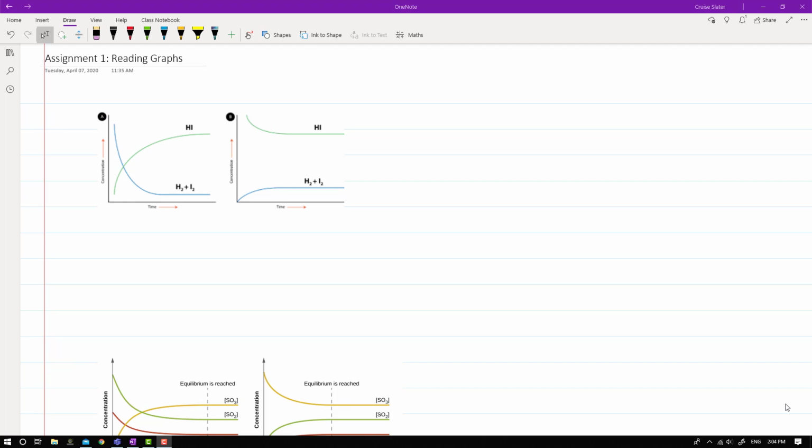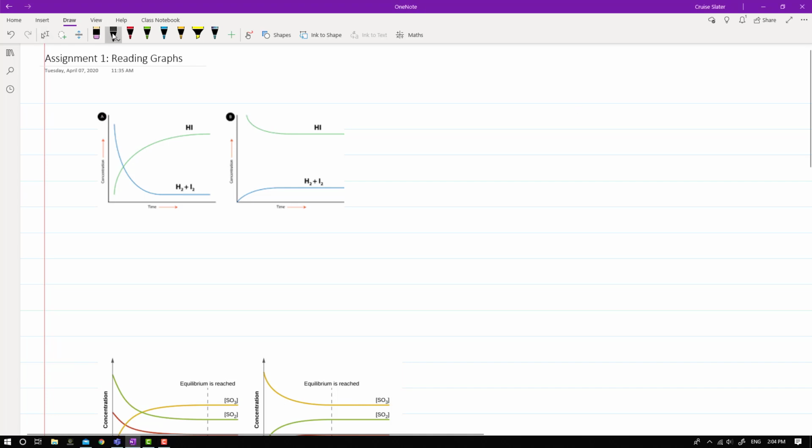Hello everyone, in this video we'll be looking at how to understand graphs dealing with equilibrium. So in this first example here I have two graphs showing hydrogen iodide either being produced or decomposed. And we're going to talk about what the slopes of these lines mean in a second, but let's start by writing down equations so we can understand how this all comes together.